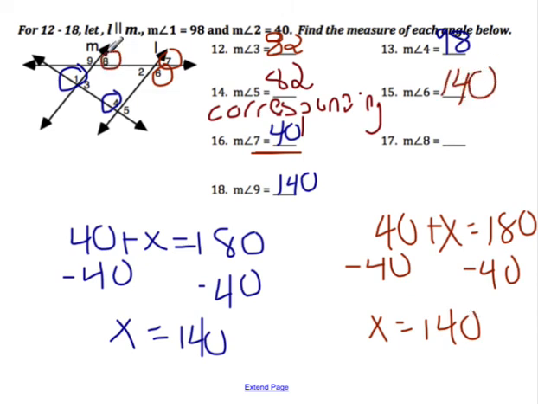So here we want to take a look at the measure of angle 8. I'm noticing that angle 8 and angle 7 are both on the bottom right corner of the parallel lines. That makes them corresponding angles. So angle 7 is equal to angle 8, which means they have the same measure. So if the measure of angle 7 is 40, the measure of angle 8 is 40.